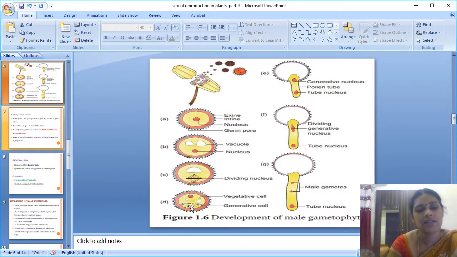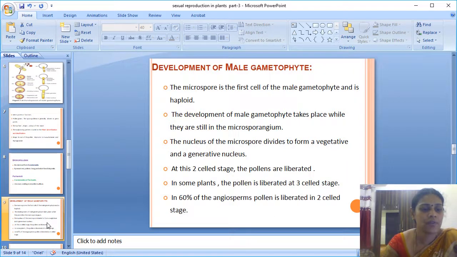In some plants the pollen is liberated at the three-celled stage. What is the three-celled stage? It is when the same generative cell nucleus again undergoes a division and produces two generative nuclei. But most, about 60% of angiosperms, follow only the two-celled stage.